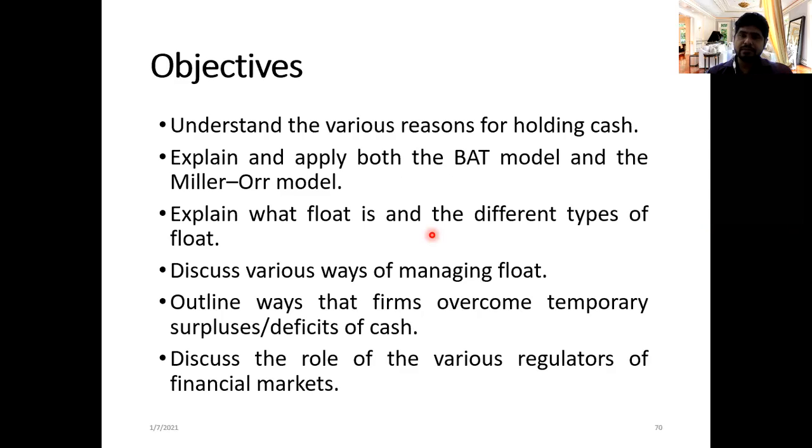So we have to understand why people, why corporations, why companies keep money in their hand, and explain and apply both the Baumol (BAT) model and the Miller-Orr model. So both of these models are very famous models to manage the cash balance. And it's like EOQ, no?